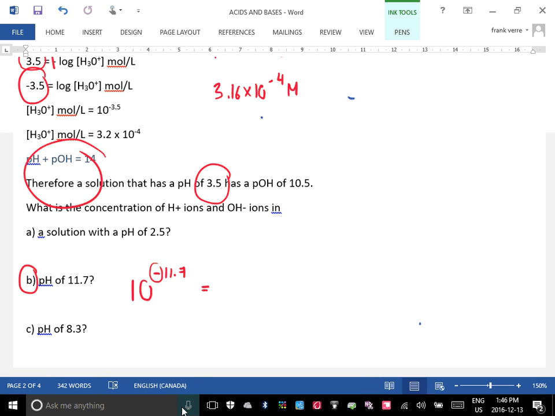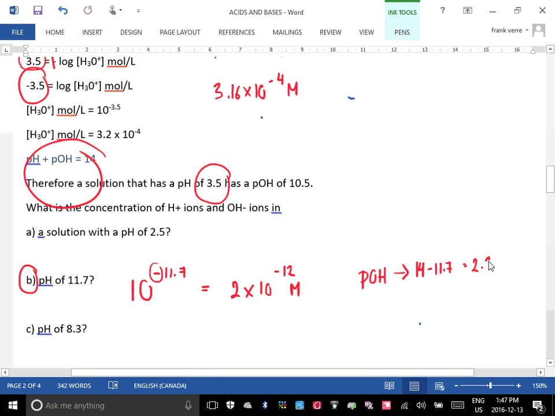So what would that be? 2 times 10 to the negative 12. And that's big M. Again, this is the concentration of what though? Hydrogen ions, right? What would the pOH be for this solution? Well, they have to add up to 14. So it has to be 14 minus 11.7, which is 2.3. So the pOH is 2.3.